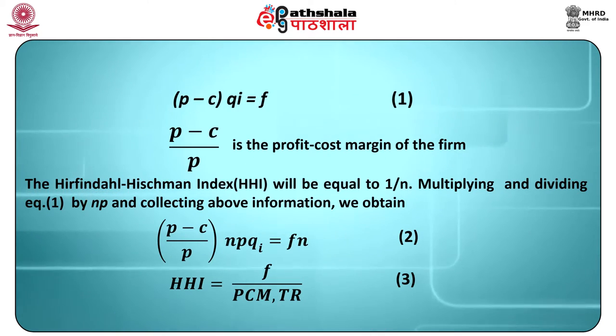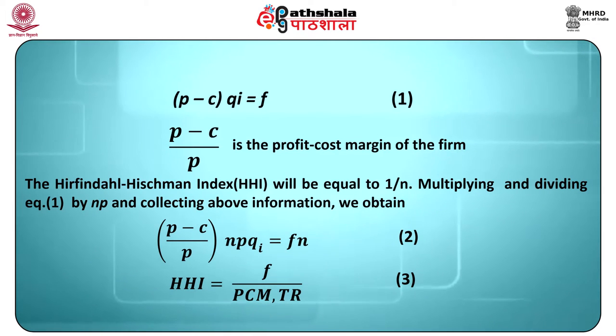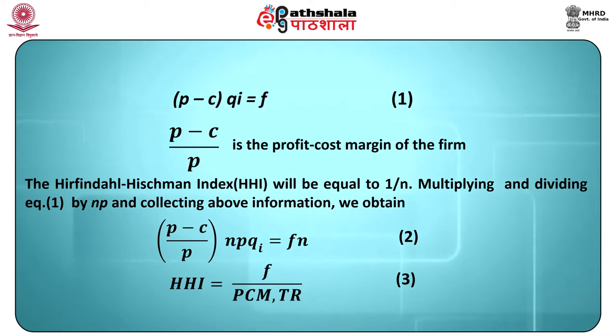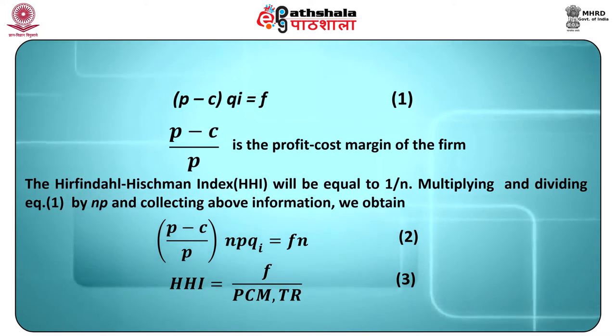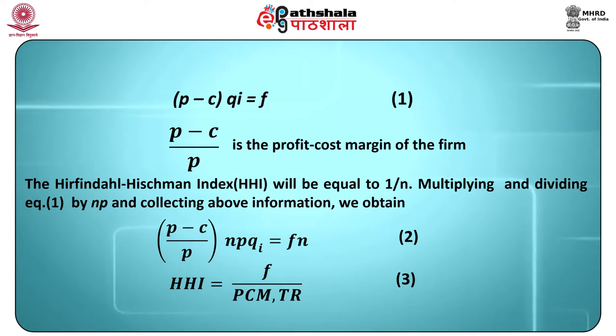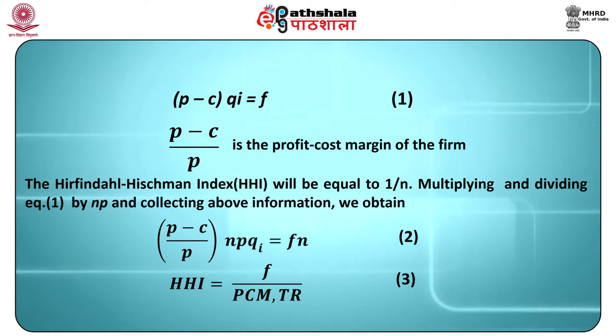Using backward induction to find the subgame perfect equilibrium (SPNE) of the game, it would be optimal for a firm to enter in stage 1 if the profit that it earns in stage 2 is higher than the entry cost. So the entry of firms will continue until (P minus C) times Qi is equal to F, equation 1. Note that (P minus C) upon P is the price-cost margin of the firm, denoted by PCM.